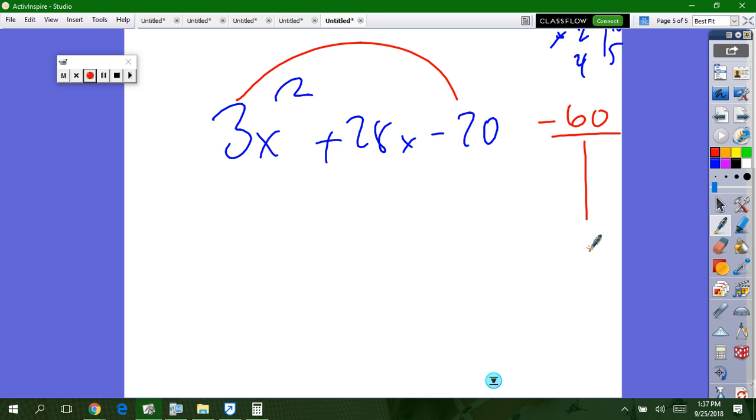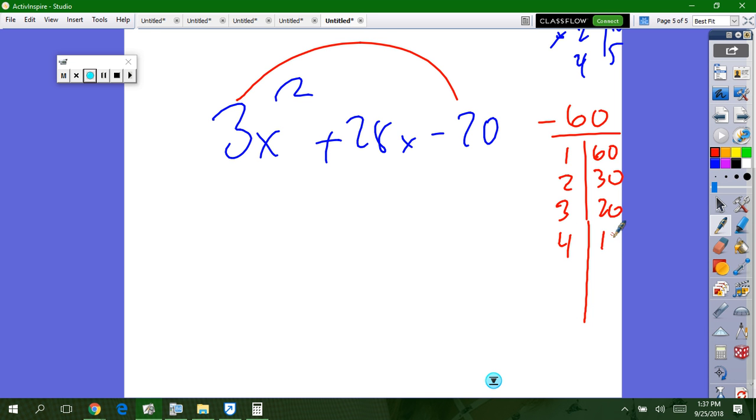What are my factors of 60? 1 and 60. 2 and 30. 3 and 20, as you brought up. Now I'm going to show you a trick. I'm going to show you every factor. Can 4 go into 60? 4 and 15.